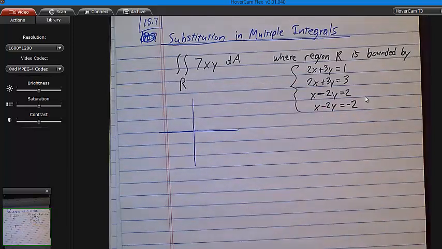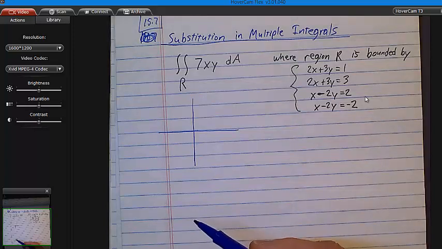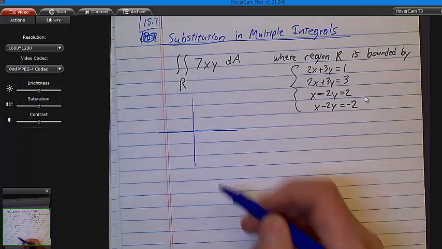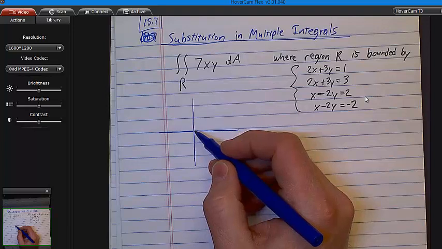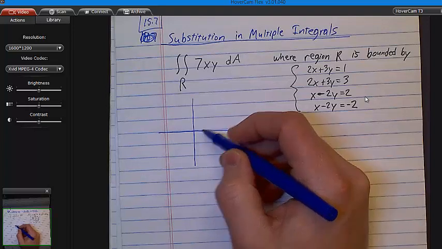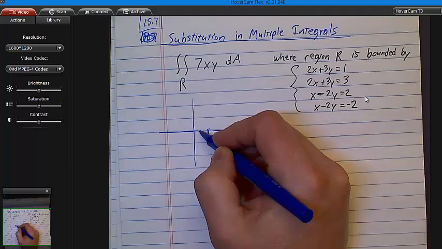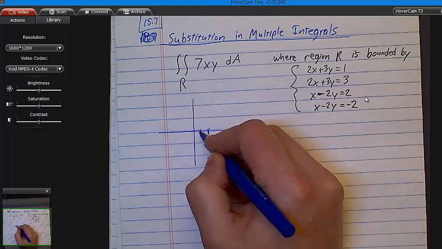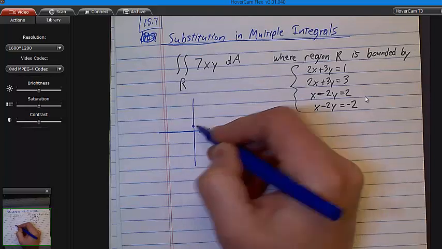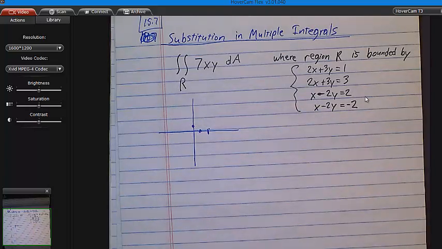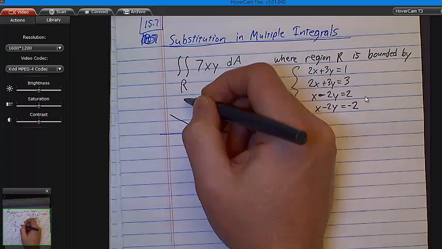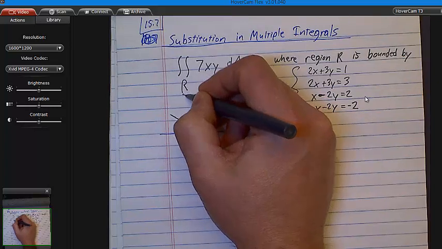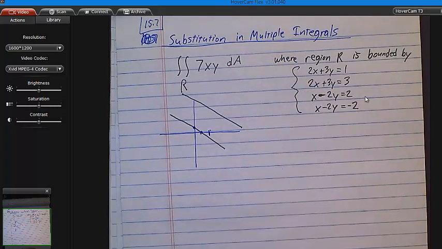Well, let's see, 2x plus 3y equals 1. It goes through (1/2, 0), right? So if this is 1, it would go through (1/2, 0) and (0, 1/3). The point is that the first line looks something like this, and the second line is just shifted up, looks something like that.